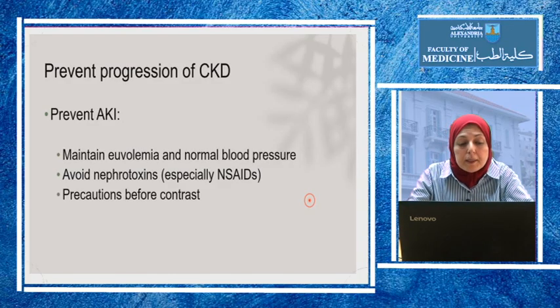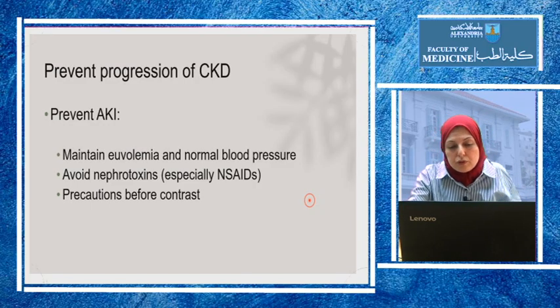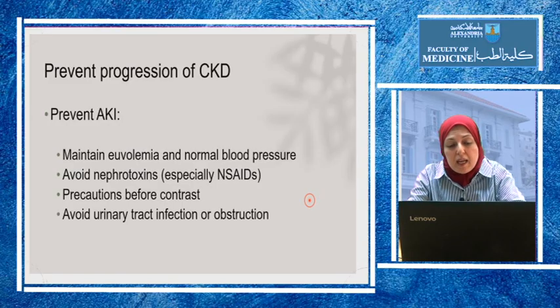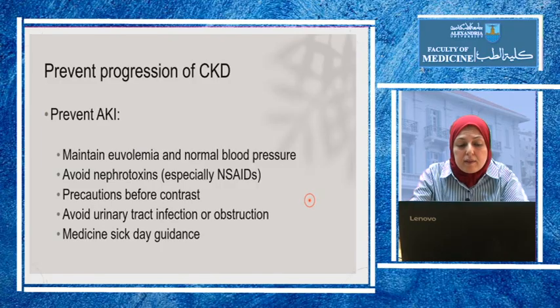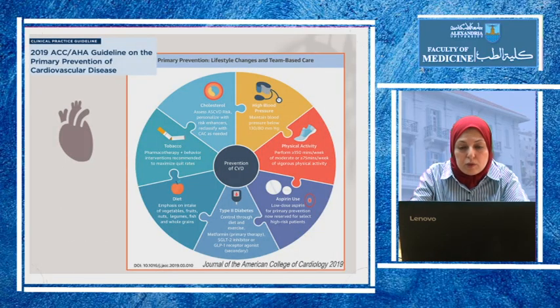to the kidney. There should be precautions before contrast. Any patients with chronic kidney disease, we have to avoid contrast if possible and use it with caution if the GFR is 30. Avoid urinary tract infection and obstruction. So if the patient gets frequent UTIs or frequent urinary tract obstruction, we should look for the cause and correct it. And the medicine sick day guidance rule.